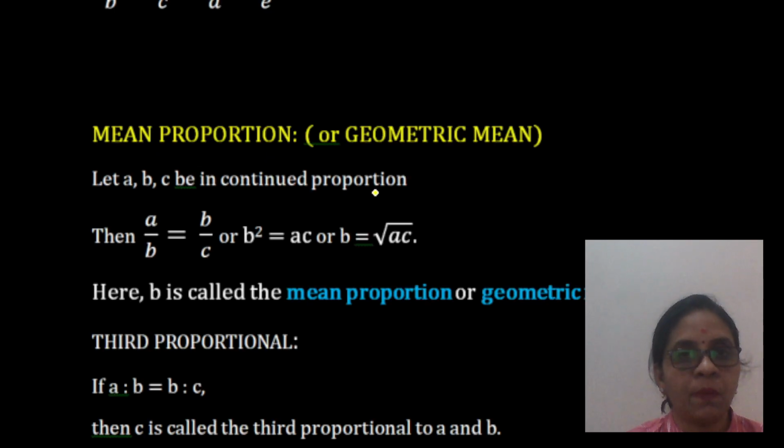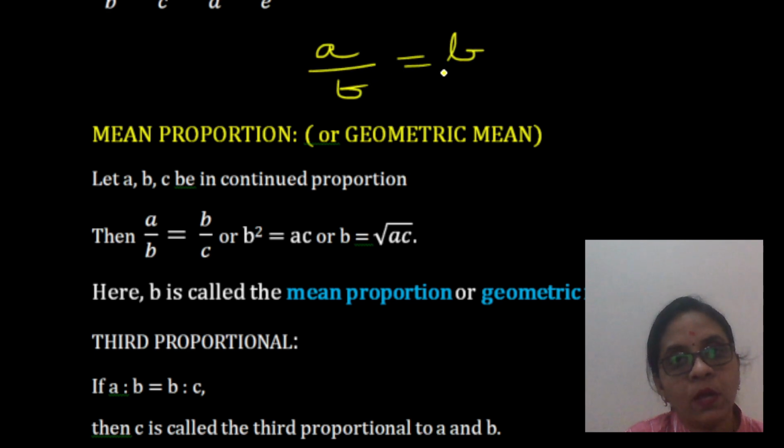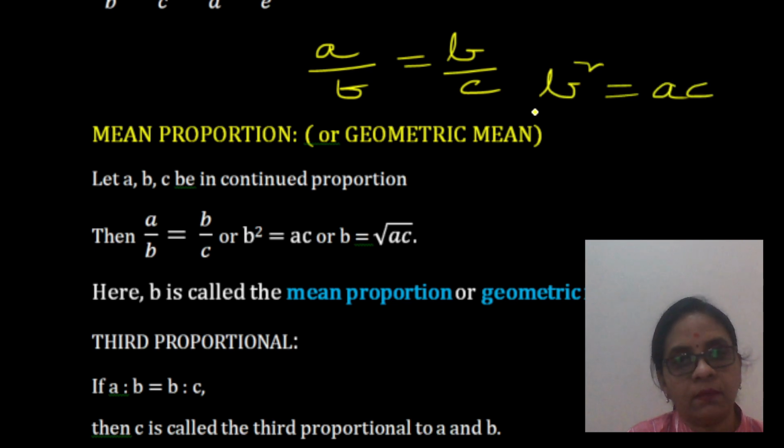Next is mean proportion or geometric mean. Mean proportion or geometric mean. Children, if you have only A, B, C in continued proportion, not in proportion, A, B, C, if they are in continued proportion, which means A by B is equal to B by C. B is continued. Now, either cross multiply or apply product of means, product of extremes, whatever you apply, we know that B square is equal to AC.